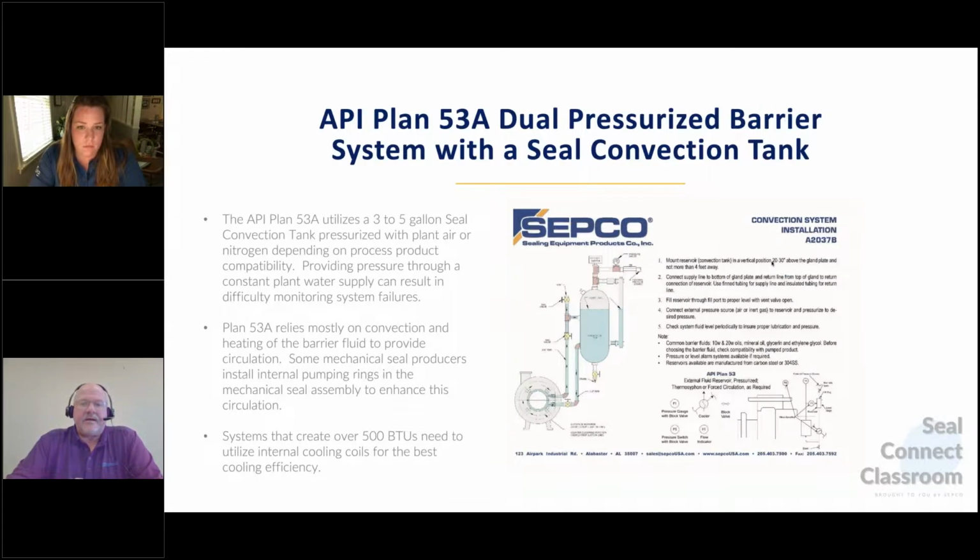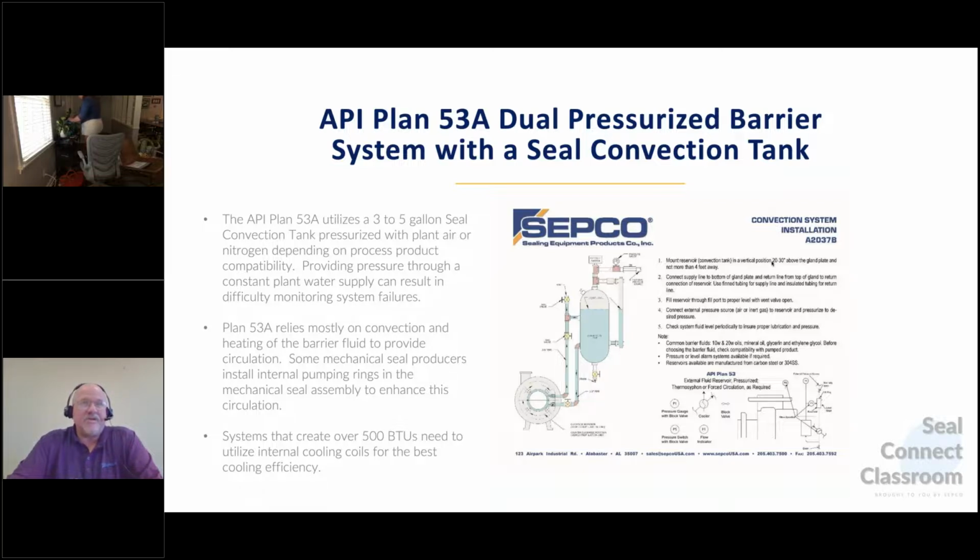All right. Now, API Plan 53A is where we use a convection tank or a barrier fluid tank to seal the seal. Same concept, okay? What we're doing is we have a tank that's contained. If you have an application where you don't have an external source of fluid to lubricate the seal, you can use water glycol, different kinds of oils, some solvents.